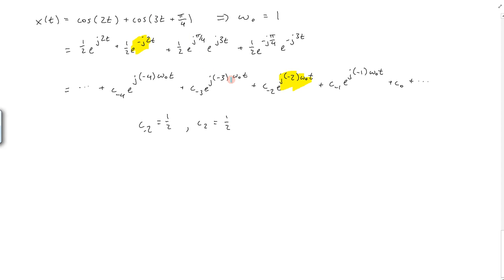Furthermore, we can match up another term. We have this minus 3 and this minus 3. So therefore we see that C of minus 3 is going to be 1/2 e to the minus j pi over 4. Which means that the positive side is going to be this other component. C3 is going to be 1/2 e to the positive j pi over 4. And that's it. We've accounted for every one of these terms. And therefore C sub k is equal to 0 for k not equal to plus or minus 2 and plus or minus 3.